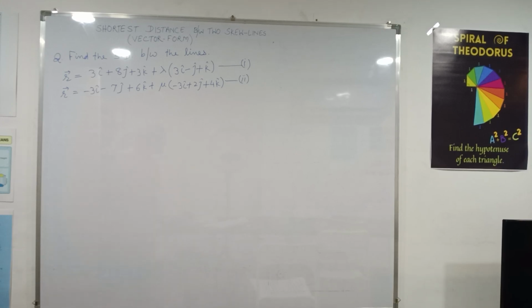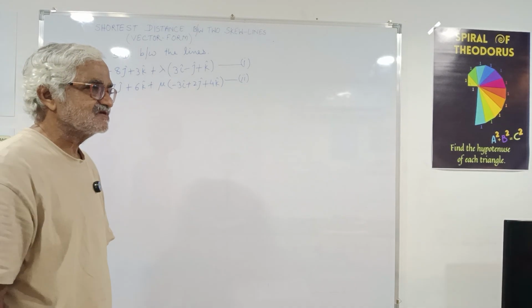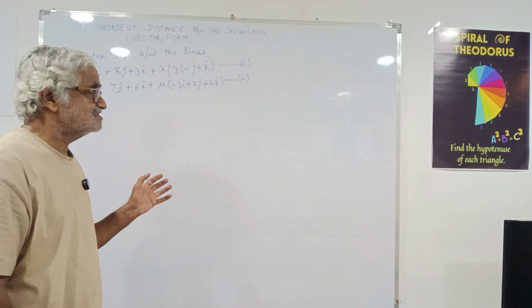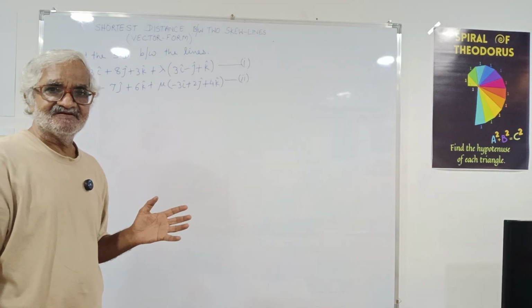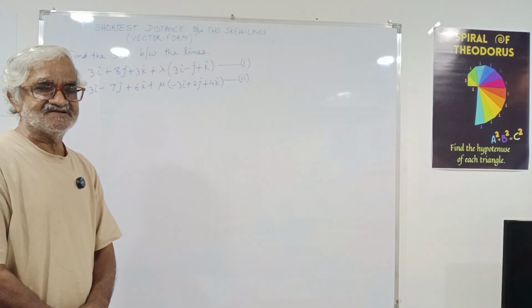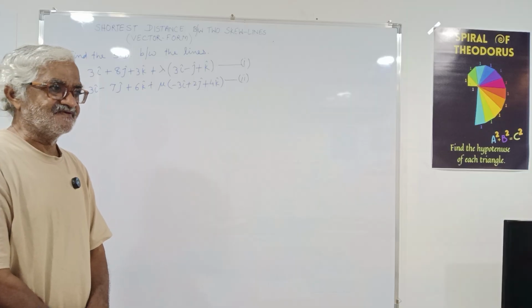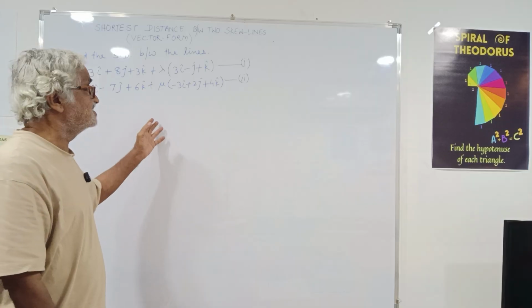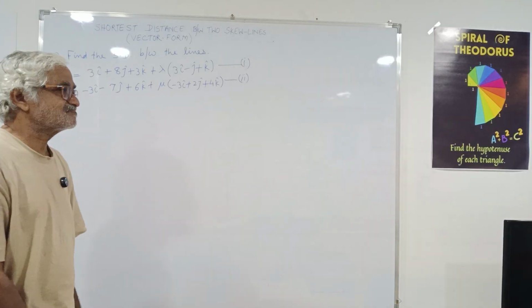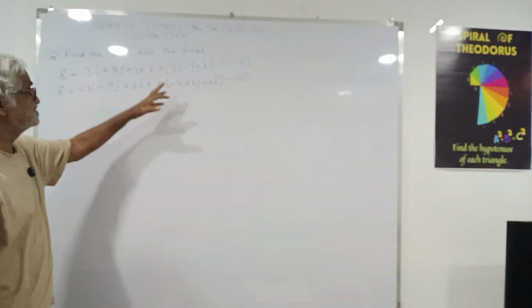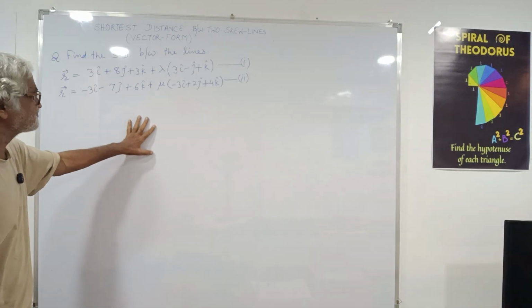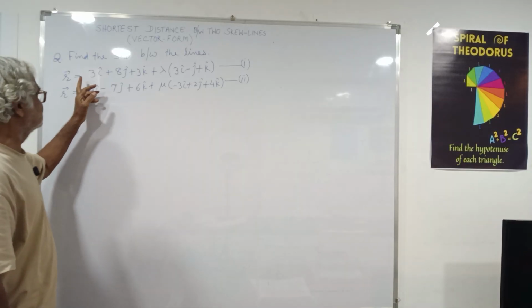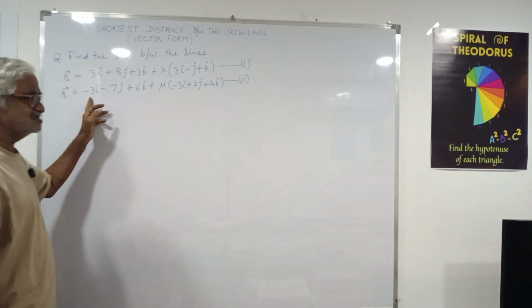Now, we take the example in previous video. We prove the formula for the shortest distance in vector form. Now we take an example. Find the shortest distance between the two skew lines. First equation is this and second is this.